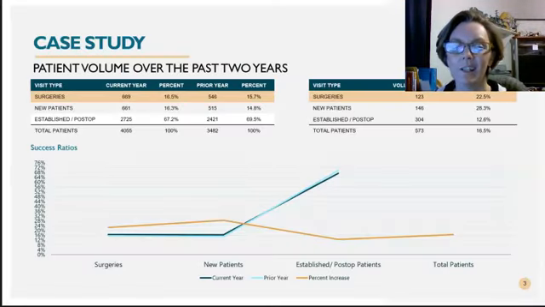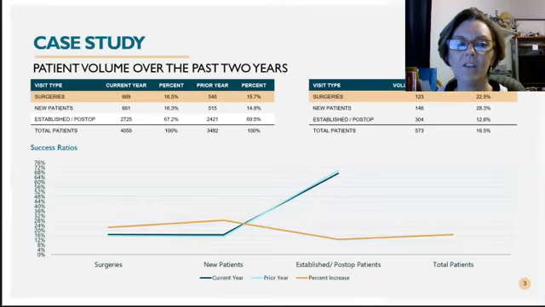Now, let's look at a specific case study. This is a comparative analysis to determine increases in patient volume. As you can see, the data in these tables shows patient volume broken down into specific visit types and compares this data over a 2-year period to identify growth.